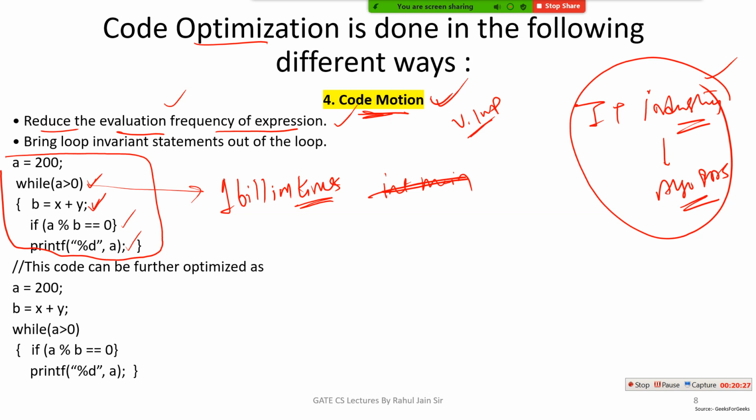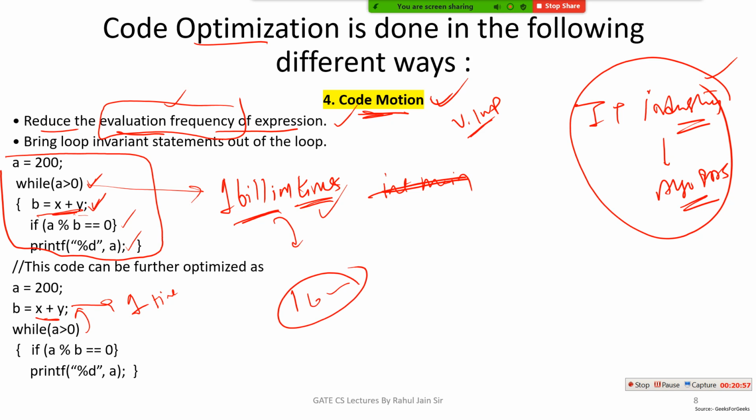So to reduce evaluation frequency, suppose b equals x plus y. If we declare this statement outside of the loop, then it will only execute one time, and we have reduced our time complexity by 1 billion executions, just because this statement was inside the loop. Now we have put this statement outside of the while loop.